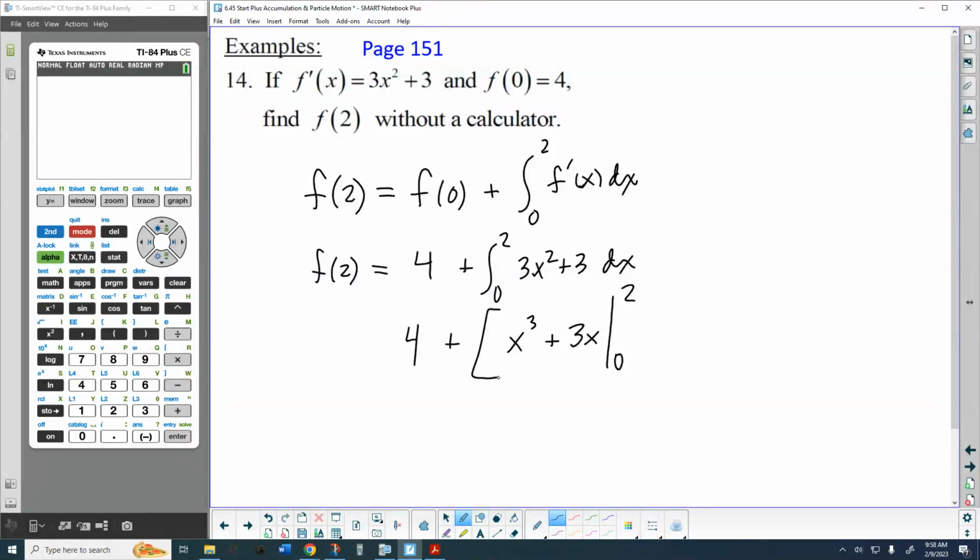So if we evaluate it, we're going to sub in 2, and then we need to subtract 0 to the third plus 3 times 0. Love it when we get to subtract 0. So 4 plus 8 plus 6, 18, I think. I think it's 18. Because that's an 8, and that's a 6. 4 plus 6 is 10, plus 8 more.